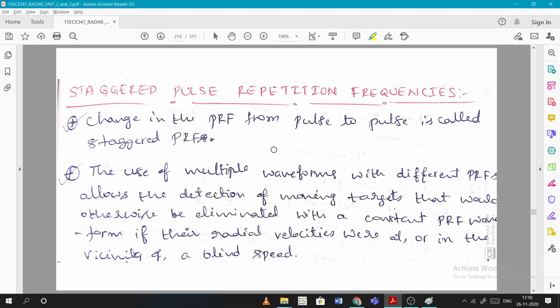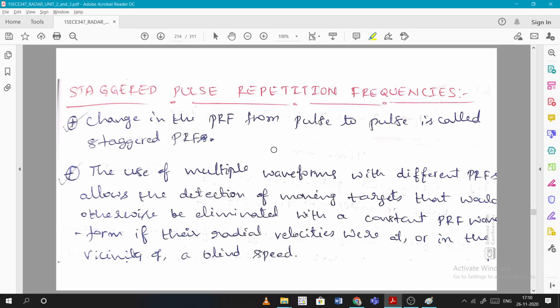I think it was in the second video. To find the unambiguous range, we used this because if you had three different targets, only the true location can be revealed by making use of changing PRF. The same way here also, we are using the same thing. We'll change the PRF from pulse to pulse.